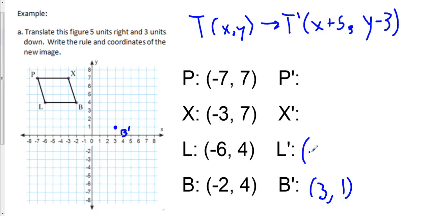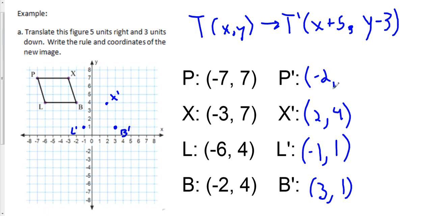Negative 6 plus 5 is negative 1. 4 minus 3 is 1. So L prime should be at negative 1, 1, right here. If we start with negative 3 and add 5, we would get 2. If we start with 7 and minus 3, we get 4. So X prime should be at 2, 4. And if we start with negative 7, add 5, we'd be at negative 2. 7 minus 3, we'd be at 4. So P prime should be at negative 2, 4.